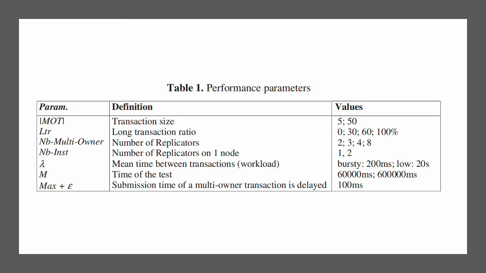If LTR is 0, all update transactions are short; when it's 30%, 30% of updates are long; and at 60%, 60% of update transactions are long. If it is 100%, all update transactions are long. Then we have NB multi-owner, which defines the number of multi-owner nodes.